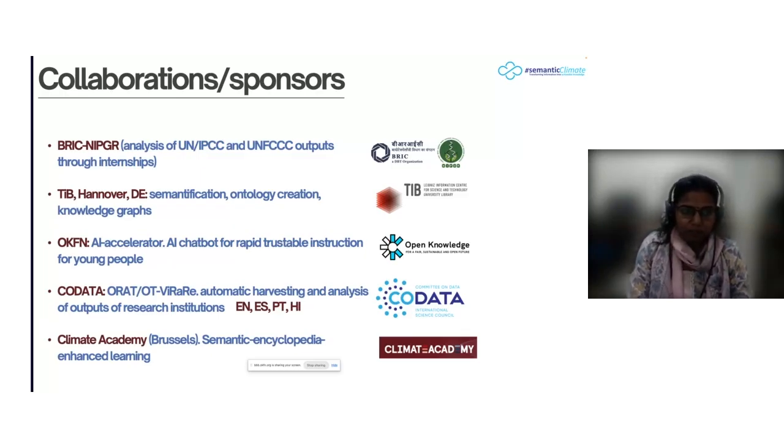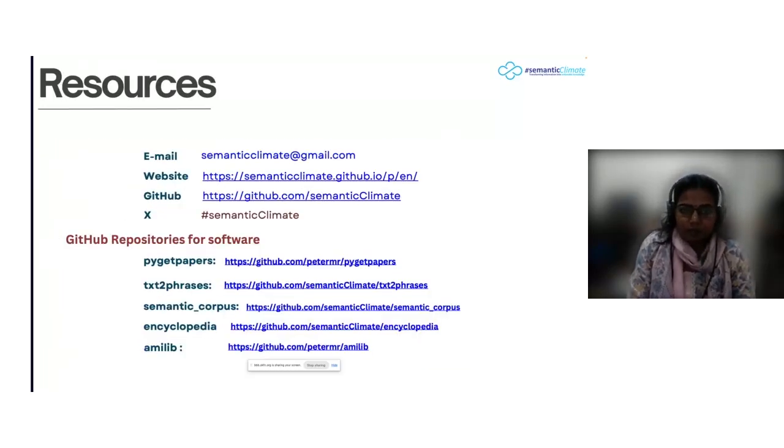We also have a collaboration with TIB Hanover, and they are working on ontology creation in the knowledge graph. We have the OKFN, where we are working on the AI chatbot, and CoData, where we are working on the tool OT-Virare, analyzing the annual reports of the institute, extracting information from them and assessing their research, and we apply the multilingual concept to that. And at the Climate Academy, we are trying to create the semantic encyclopedia for learning purposes. So these are our resources from the Semantic Climate, and they are the software we are using, developed by the Semantic Climate interns along with the mentors.